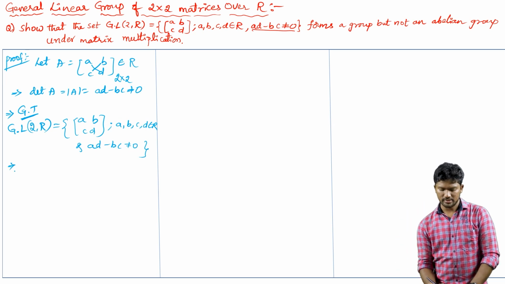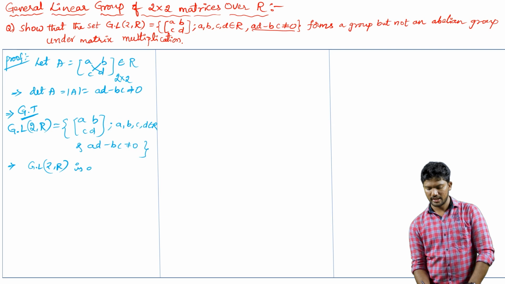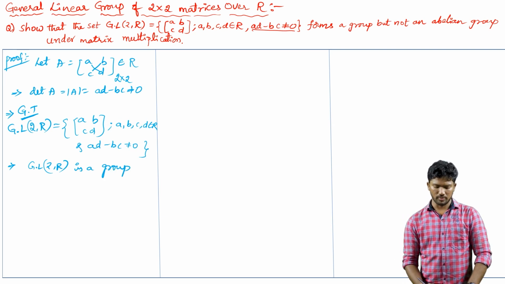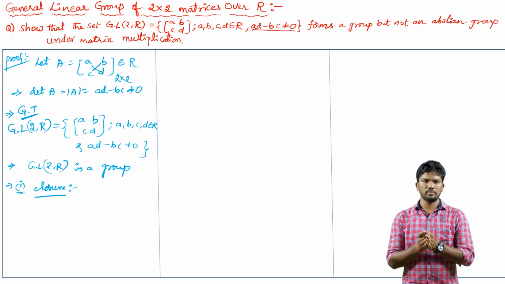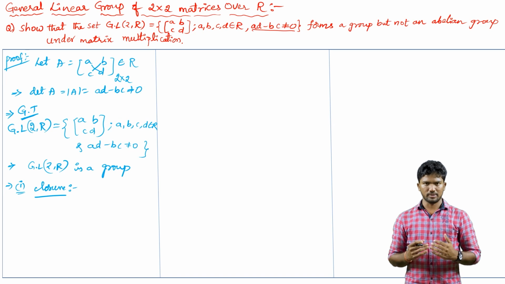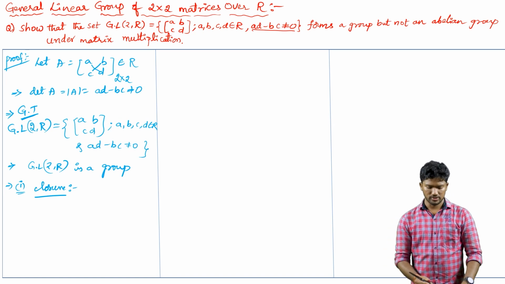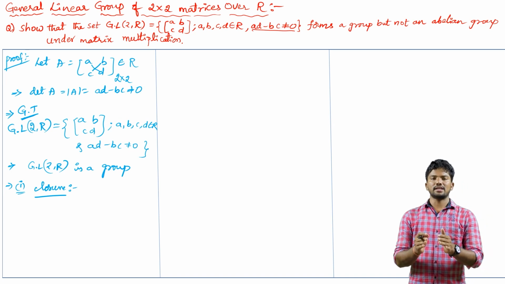So first we are going to prove that this GL(2, R) is a group. For that purpose, first of all I am taking the closure condition. For any theorem, if they ask to prove a group or a non-abelian group, you have to start the proof in this format only: closure property, associative, identity, inverse and commutative. So first of all, closure. Here we are going to prove it on matrices.